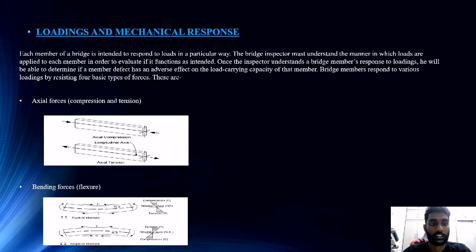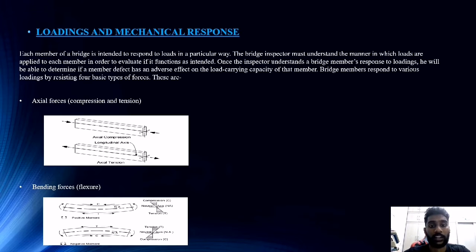The first force is axial force, compression and tension. Axial force is a push or pull type of force which acts parallel to the longitudinal axis of a member. An axial force causes compression if it is pushing and tension if it is pulling. The picture shows the process.